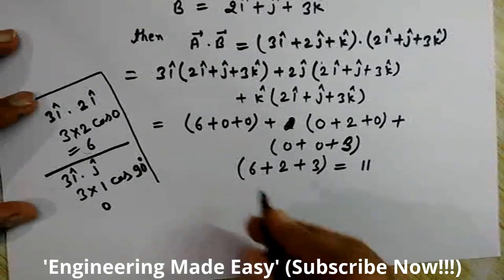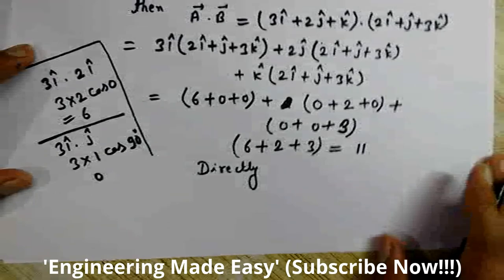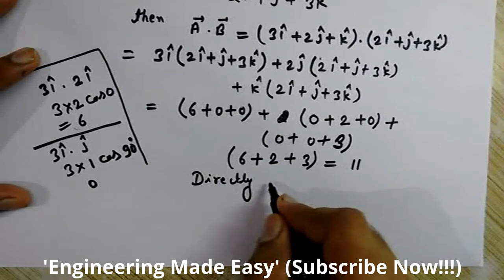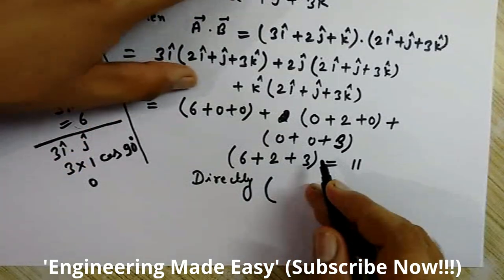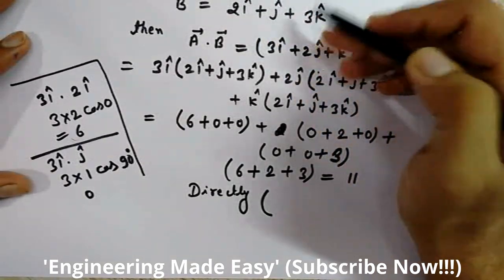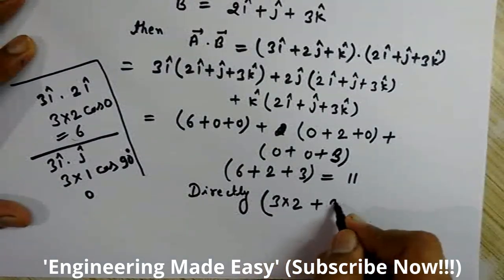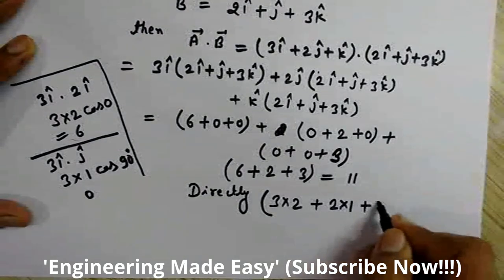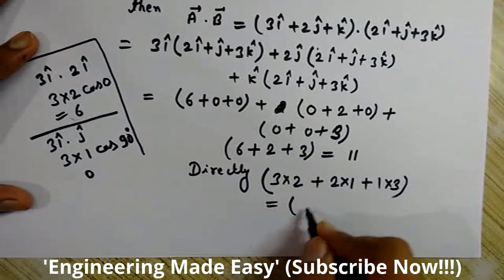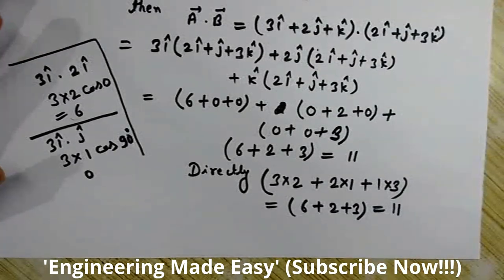Okay, so we can directly do it also. You don't need to do it all, just simply multiply the corresponding values, i to i, j to j, and k to k, simply as 3 into 2 plus 2 into 1 plus 1 into 3. Okay, so it will give us simply 6 plus 2 plus 3 equals 11.